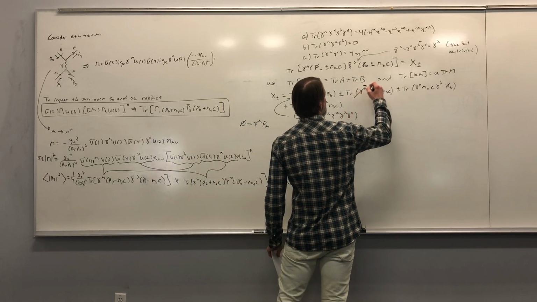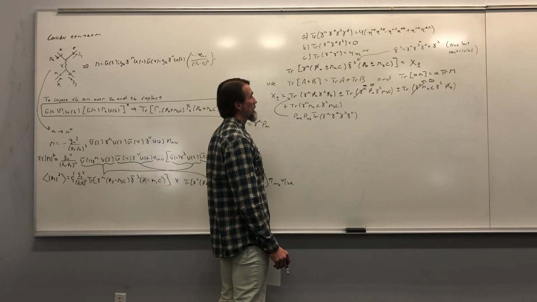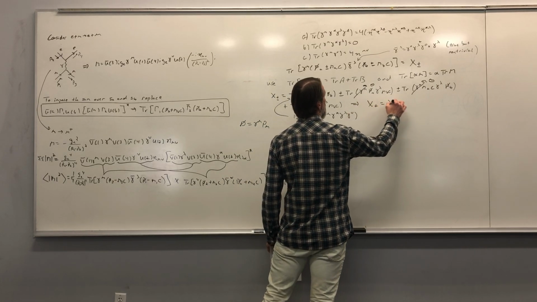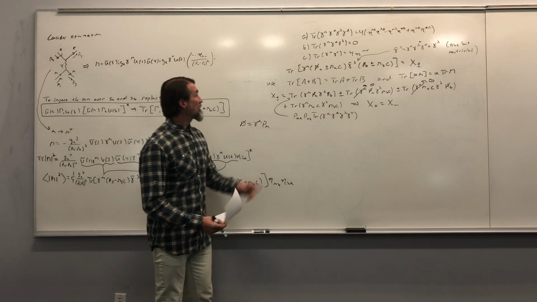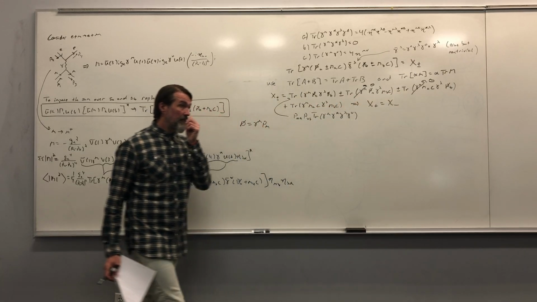All right, so this is going to 0. This is going to 0. Which, first and foremost, tells you that x plus is equal to x minus, because the only thing that distinguished plus and minus were these terms, but they're 0. Okay?